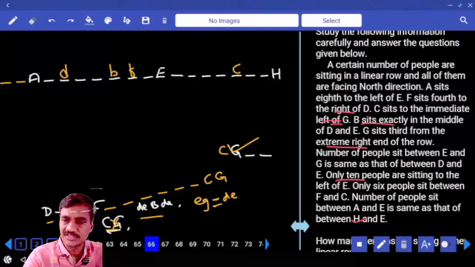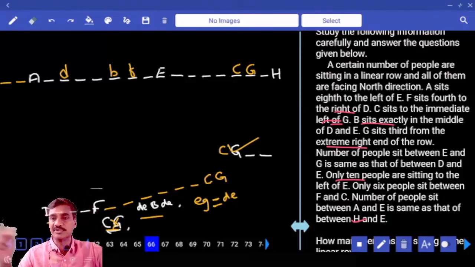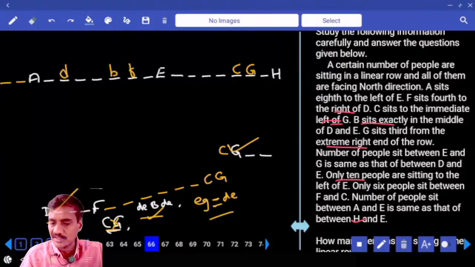Now if C is here, G is here. G is third from the right. ఇప్పుడు సరిపోయింది third. That means H is at the right extreme. And this information has been done. And B is exactly between D and E అయిపోయింది. And next one, E కి G కి మధ్యలో ఎంతమంది ఉన్నారో? D and E. That means E must be exactly in between. E is exactly between G and D అన్నాం.